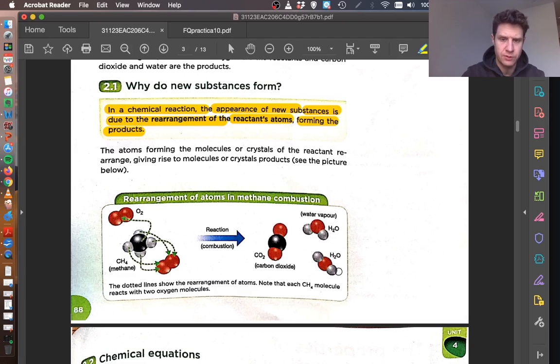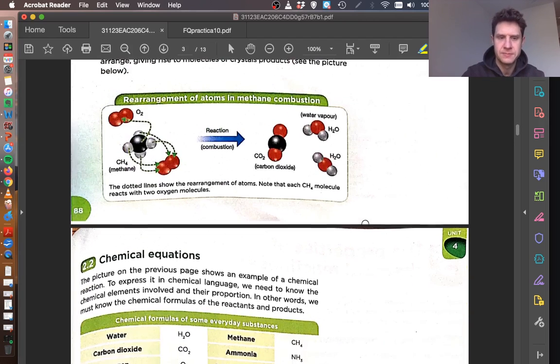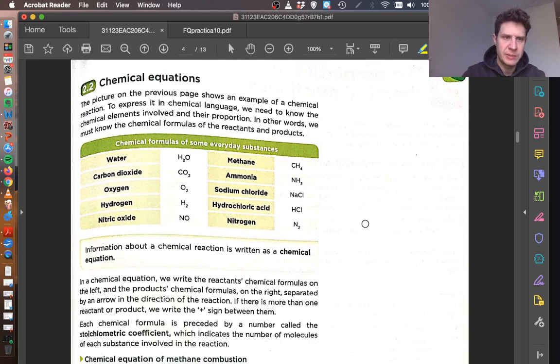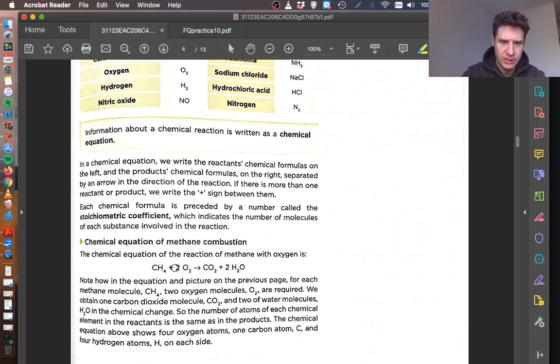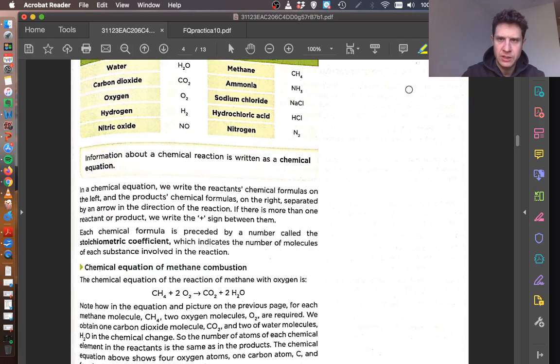1, 2, 3, and 4. Okay, simple as that. So we have here chemical reactions. A chemical reaction is this one, but we're going to write it this way. This is the way we are going to write a chemical reaction or equation.